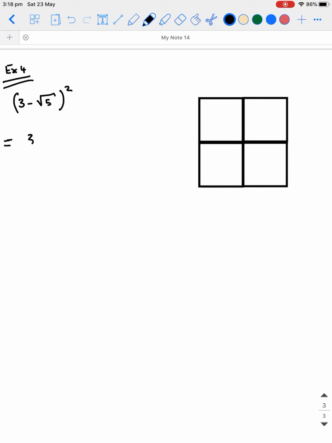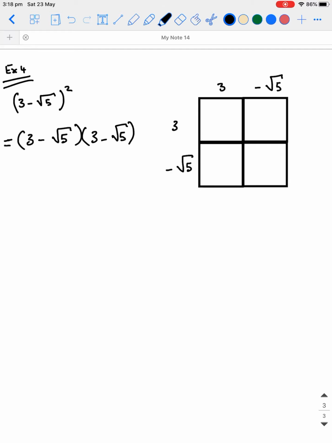So what this actually means is 3 take away the root of 5 multiplied by itself, which is 3 take away the root of 5. So it's not squaring the 3 and the negative root 5 individually, it's multiplying that bracket by itself. So on the outside here, I've got 3 take away the root of 5, and on the top I've also got 3 take away the root of 5, because both of the brackets are the same.